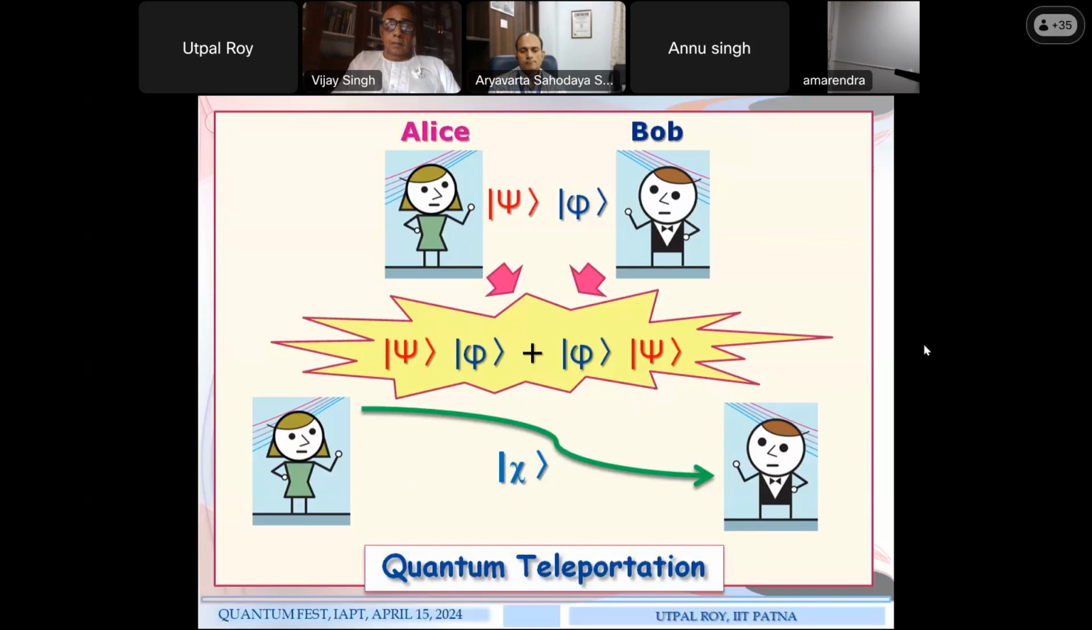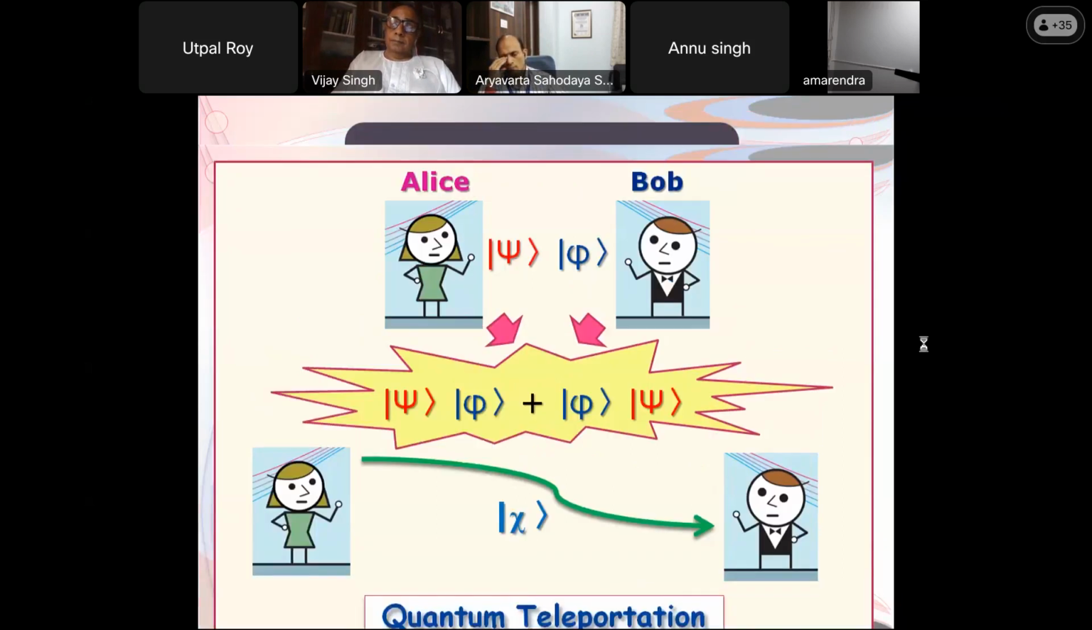So this has a strong application to quantum teleportation. As I said, that information can be sent from one place to another place. So this is called teleporting quantum information from one place to another. So how is it done?